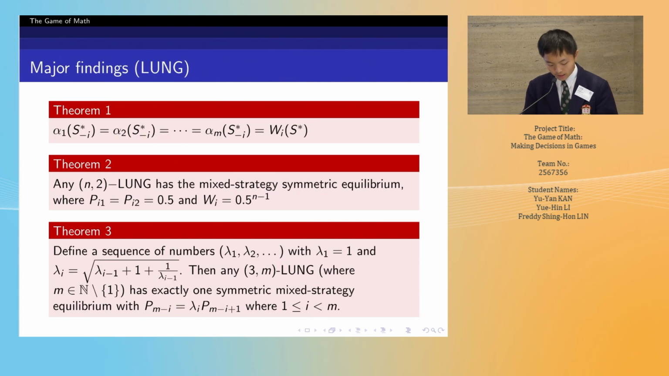So here are our main results for the first part of our project, the LON. Theorem 1 is a useful lemma, which we'll cover in the next section. And Theorems 2 and 3 characterize the symmetric equilibrium for the N2 LON and for the 3M LON. In this process, we also discover an associated sequence which is useful for calculating the equilibrium. These two theorems give the solution of some finite size of LON.